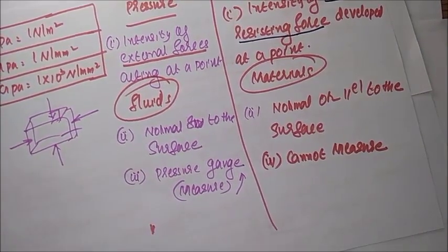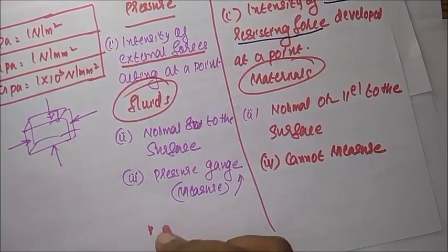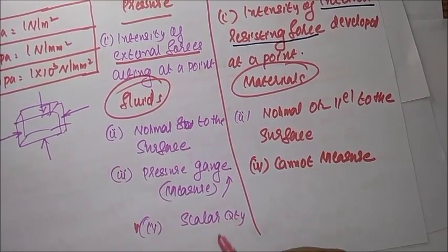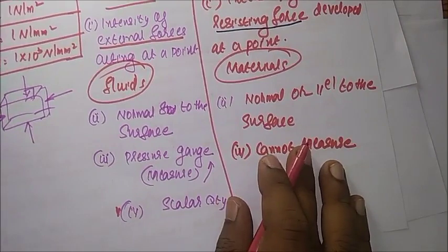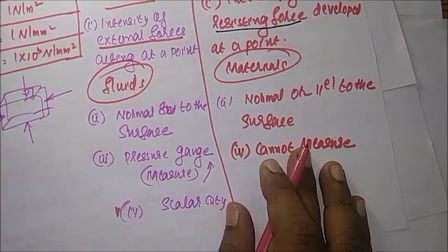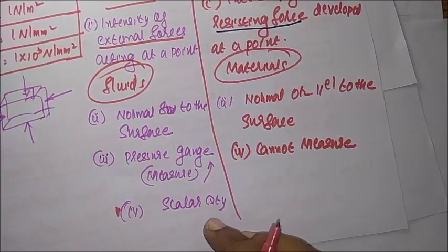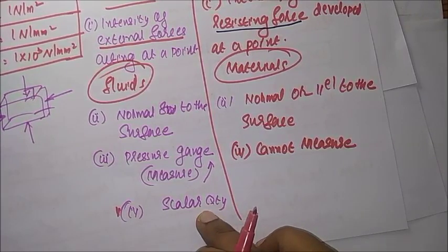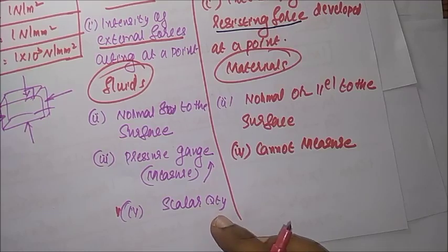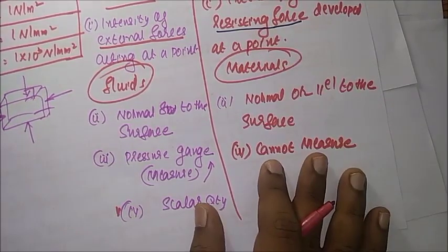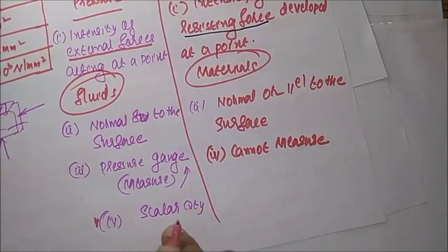The last one. Pressure is a scalar quantity. What is a scalar quantity? The quantity which has only magnitude is known as a scalar quantity. What is a vector quantity? The quantity which has both magnitude and direction is known as a vector quantity. So pressure is a scalar quantity.